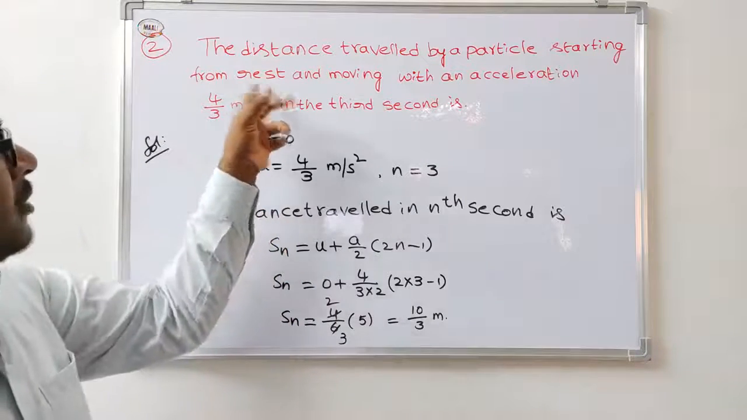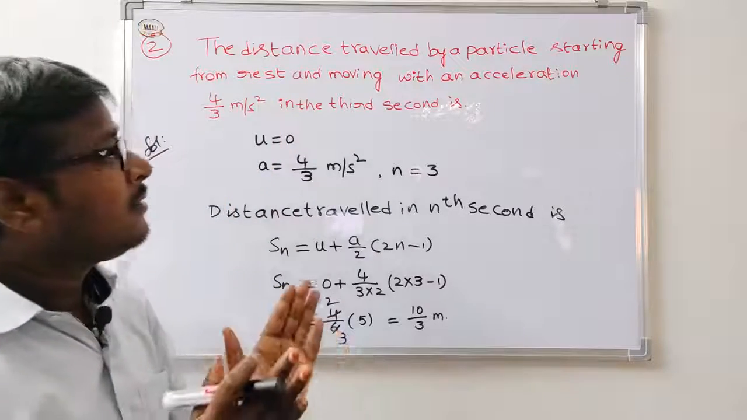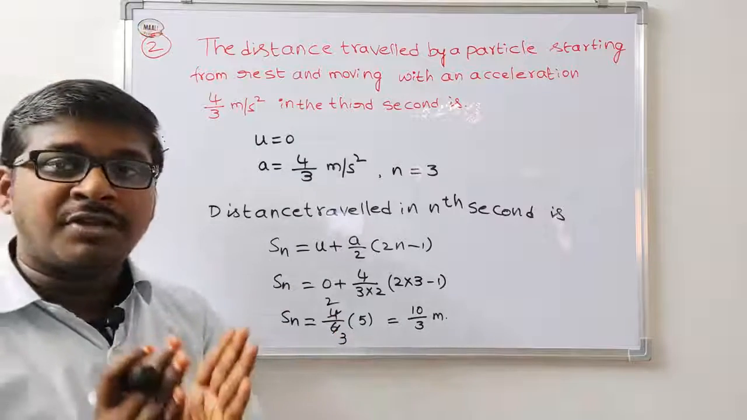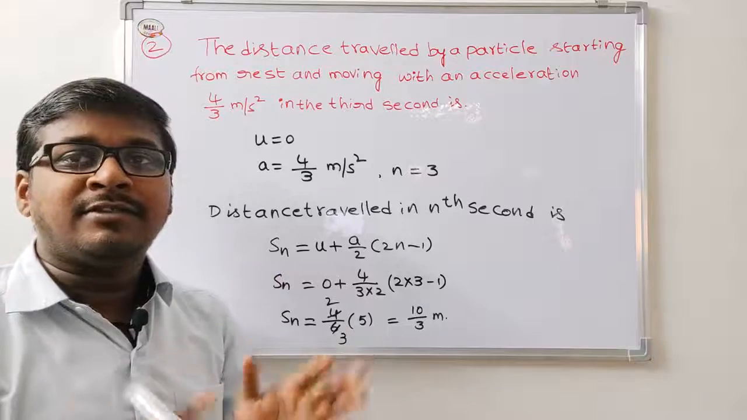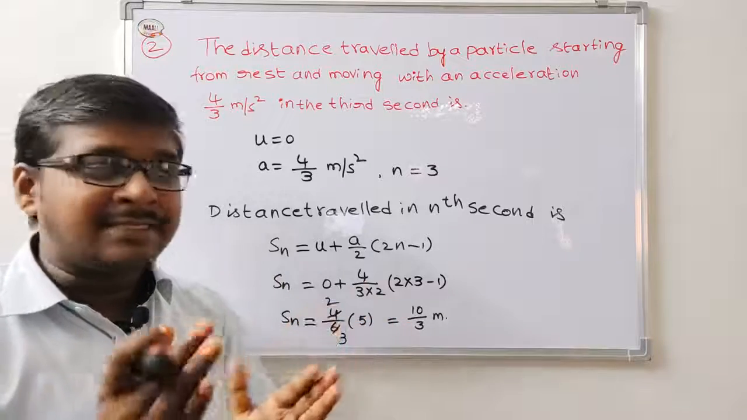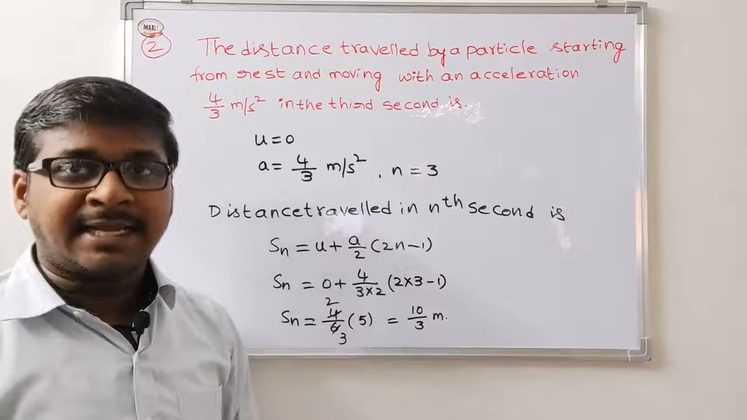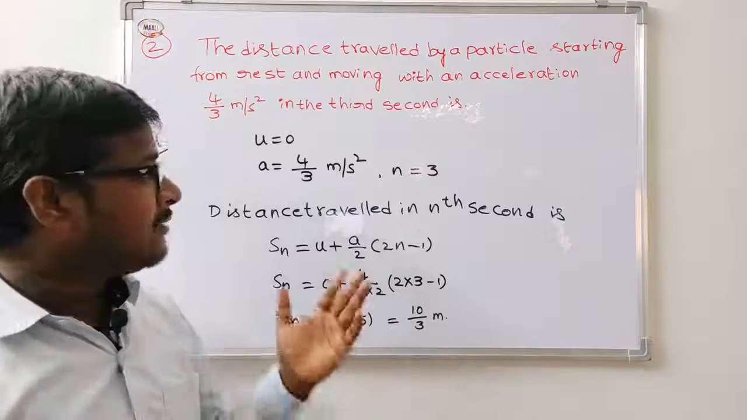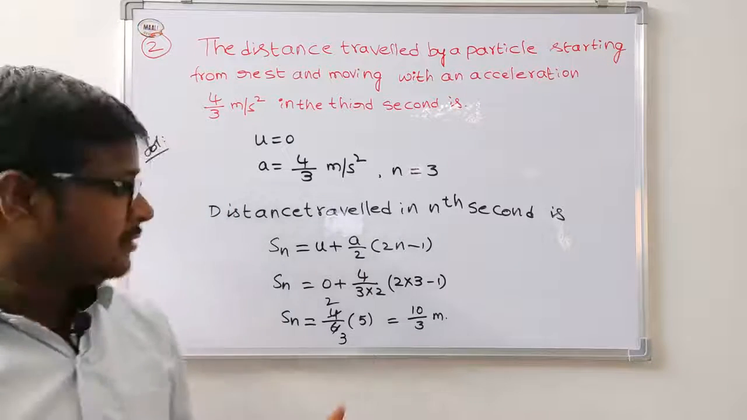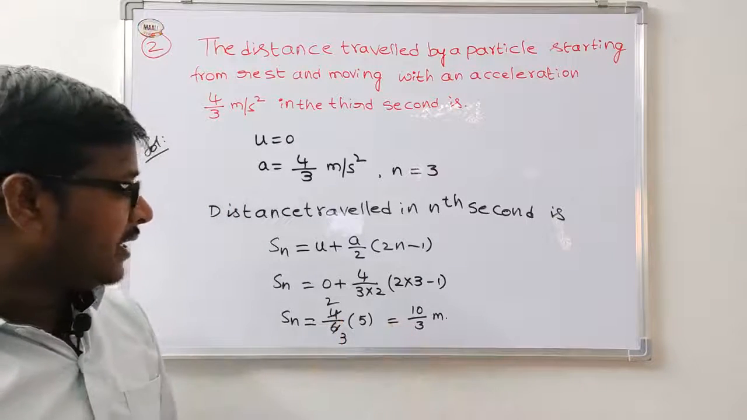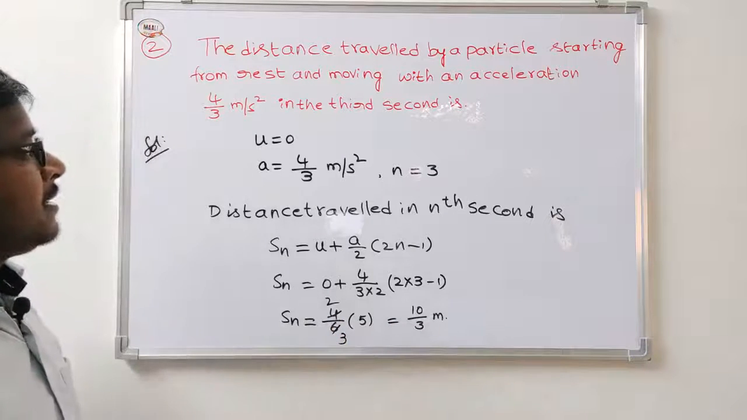Before coming to motion, the body will be at rest. Starting from rest, the initial velocity will be 0. After that, the body is moving with some acceleration. That acceleration is 4/3 meter per second square. In the third second, n is equal to 3, the distance covered is 10/3 meter. This is the second problem. Next, third problem.